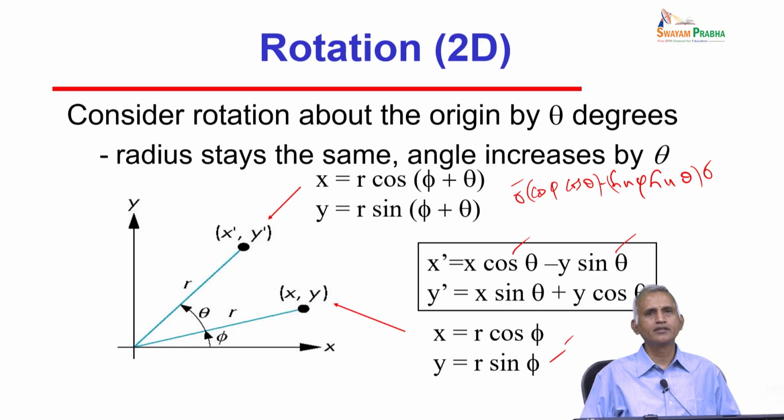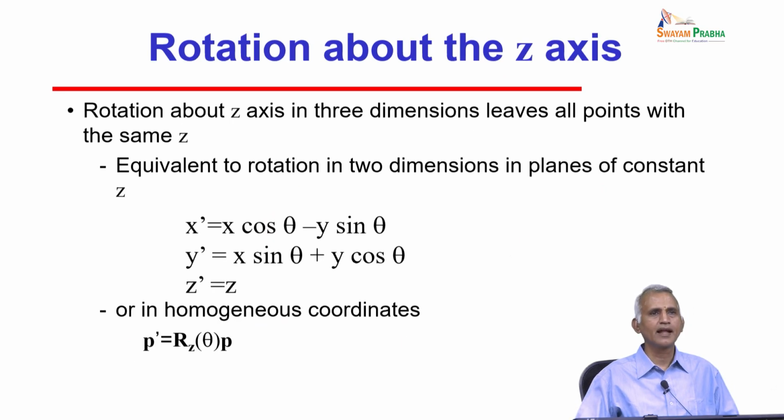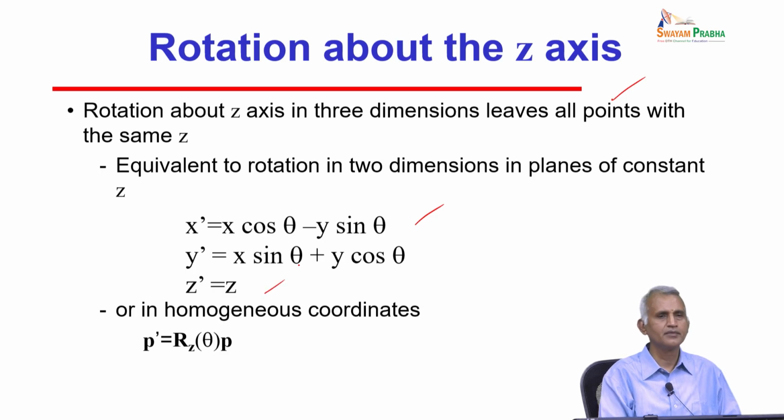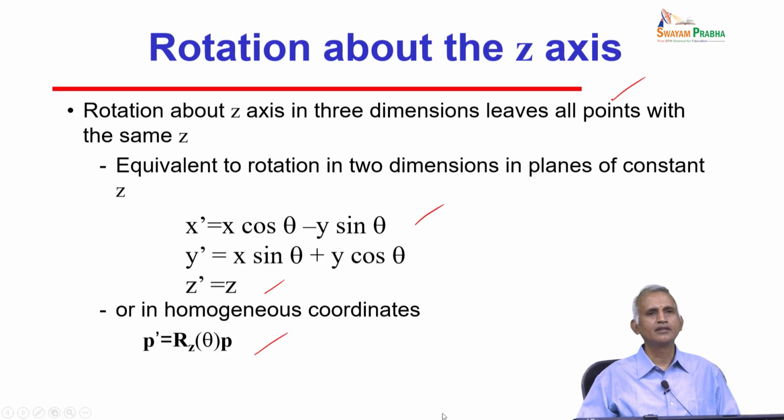So, the polar coordinates we can write in terms of the rotation: x dash equal to x cos theta minus y sin theta, y dash equal to x sin theta plus y cos theta. Now, the rotation about the z axis in 3 dimensions leaves all points with the same z, and is equivalent to rotation in 2 dimensions in planes of constant z. Therefore, x dash equal to x cos theta minus y sin theta, y dash equal to x sin theta plus y cos theta and z dash equal to z. In homogeneous coordinates, p dash equal to r z of theta into p. So, this way we can represent the affine transformation in terms of the Cartesian as well as polar coordinates.